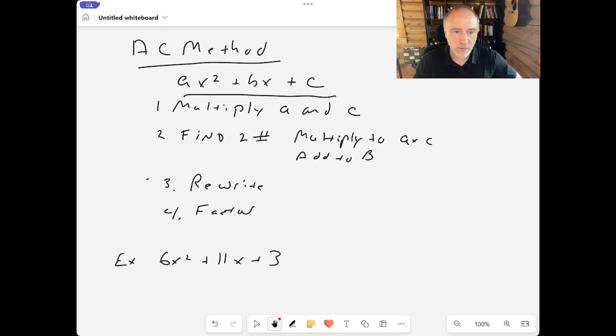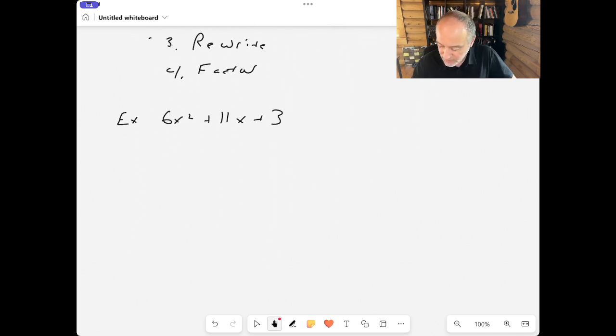This is the four-step method. We want to take the a times the c and multiply them. I'm going to give you the theory, then I'm going to show you the example. Then we want to find two numbers that multiply to get a times c, and when I add those two numbers, I get b. That step is confusing until I show you the example. Then I want to rewrite it, and then I want to factor it. Let's hold right there, and I'm going to come back to that in just a minute.